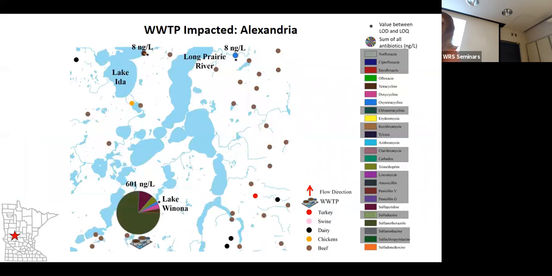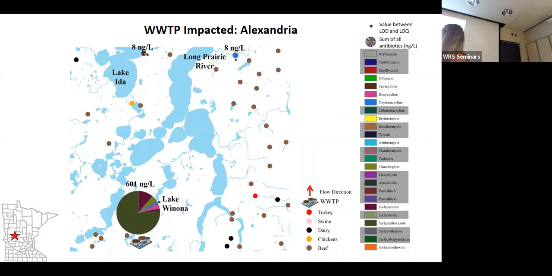Moving on to Alexandria, this is actually one of my favorite ones. So we have 3 sample points. We have Lake Ida up here, Long Prairie River, and then Lake Winona. You can see there's quite a big difference between these 3. Down here we have a wastewater treatment plant, and Lake Winona actually is on average 63% wastewater treatment plant effluent. So very high percentage. It's kind of a gross lake. It looks pretty much like a paint green. Fun lake to sample though.